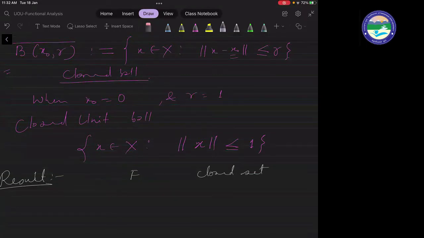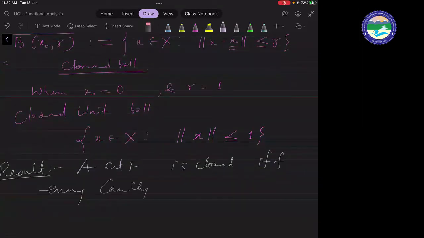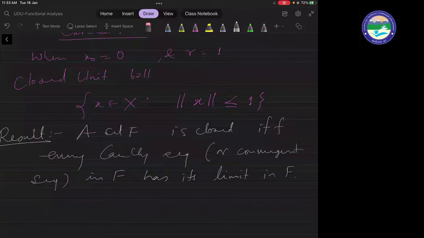OK, a set F is closed if and only if every Cauchy sequence, or in fact you can say a convergent sequence, this is true for both. Every Cauchy sequence in F has its limit in F. Means every Cauchy sequence in a closed set will be convergent, and whatever the limit will be, it will be in F.